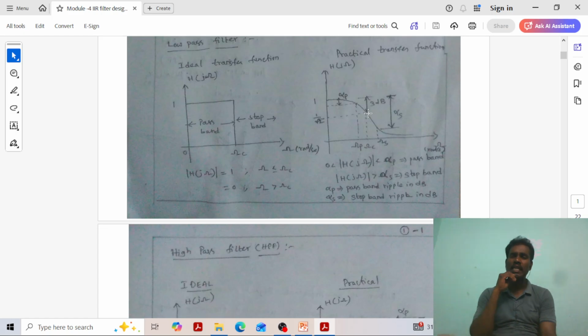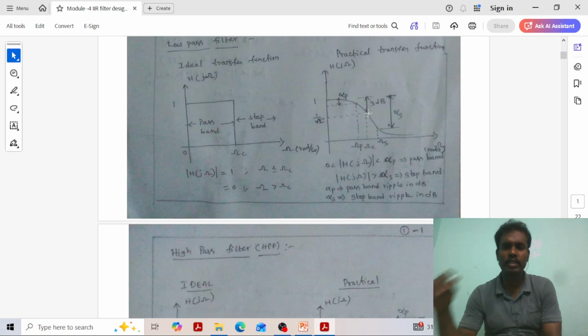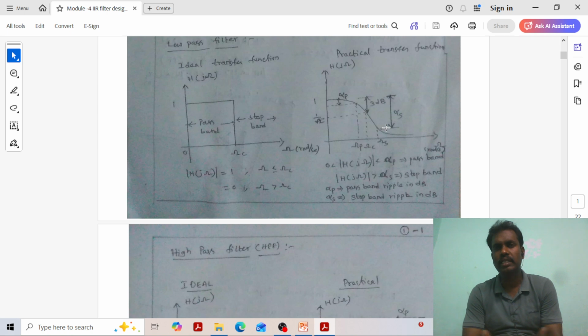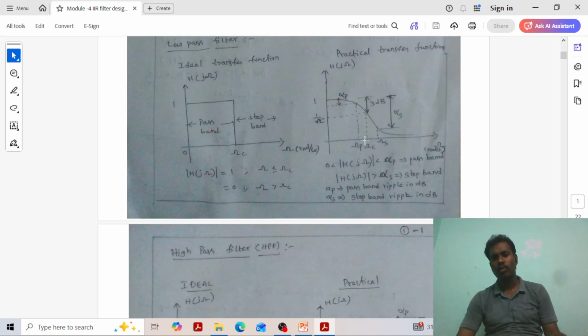If it is more than 3 dB, it may be 50% or 40% or 30%. With 40% of the signal, we cannot recognize the signal at the output end. That's why we have to consider omega c as the 3 dB frequency.